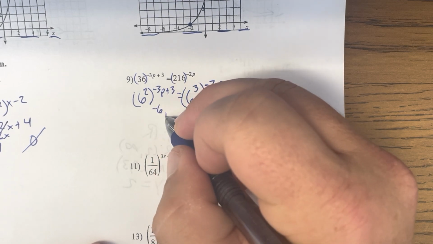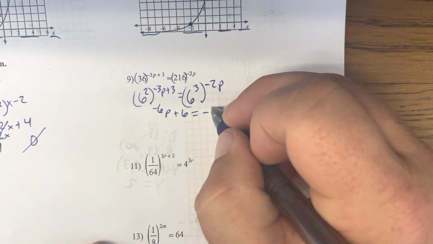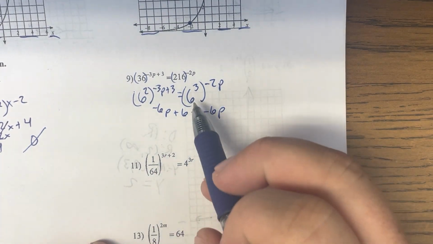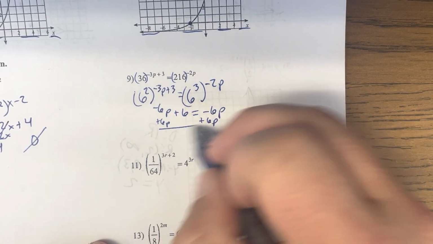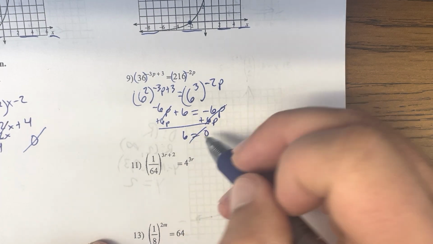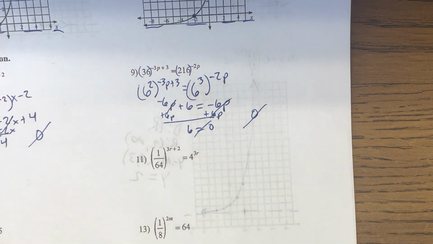So we have negative 6p plus 6 is equal to negative 6p. We're going to add the 6p over. And once again, we get a non-true answer, so no solution.